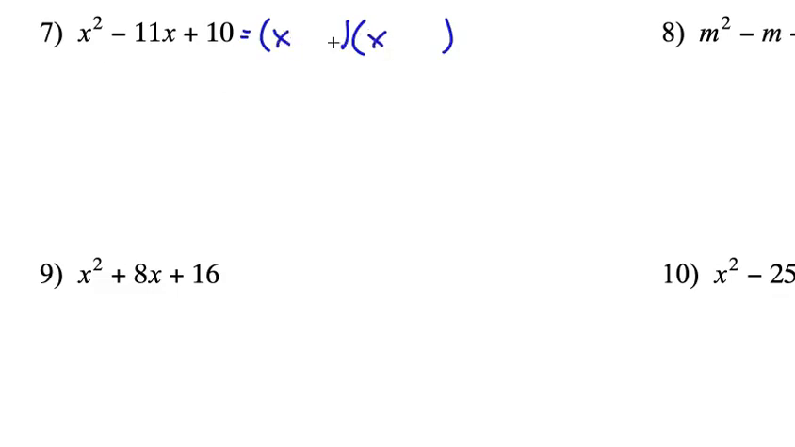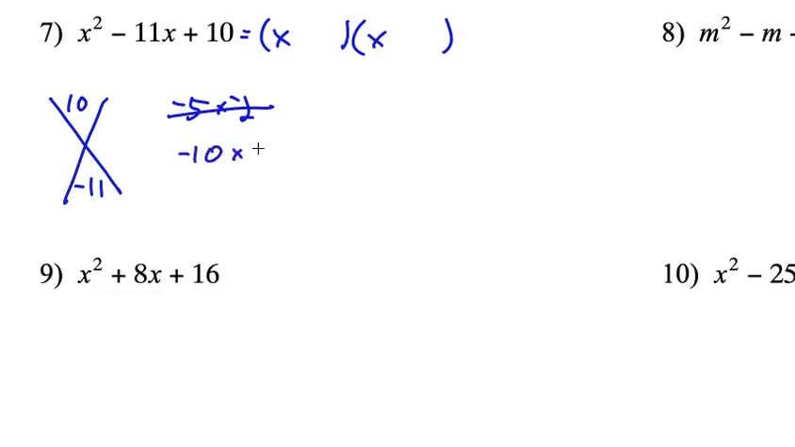x times x equals x squared. We need two numbers that multiply to make positive 10 with a sum of negative 11. Well, we knew 5 times 2 equals 10. Once again, positive product, negative sum. So we'll have negative times negative is positive, but these don't add up to negative 11. They add up to negative 10, so it can't be those. Let's not forget about multiplying by 1. Negative 10 times negative 1 is positive 10, and these do have a sum of negative 11. So our factors are x minus 10 times x minus 1.